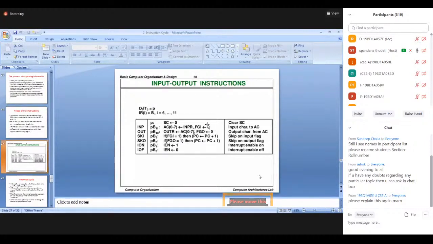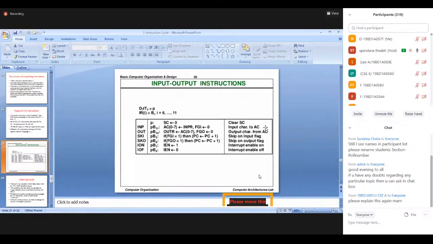Next, whenever the content is moved into the accumulator, you need to set FGI equal to 0, because this transition will happen in INPR to AC. This transition will happen only when FGI equal to 1. Clear? Now, OUT, output the characters from the accumulator.